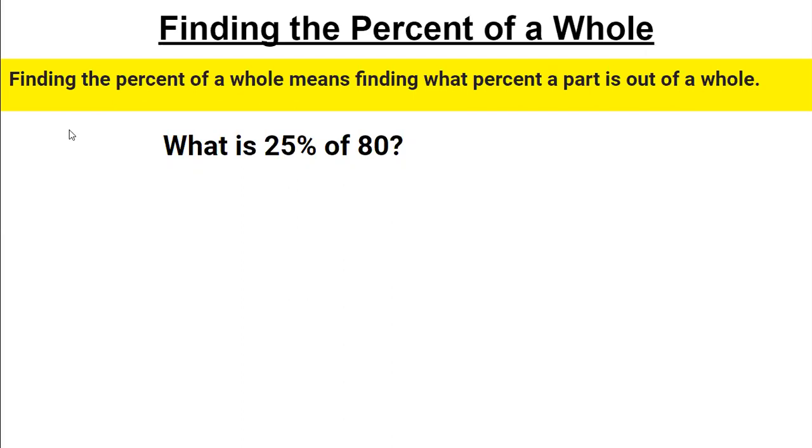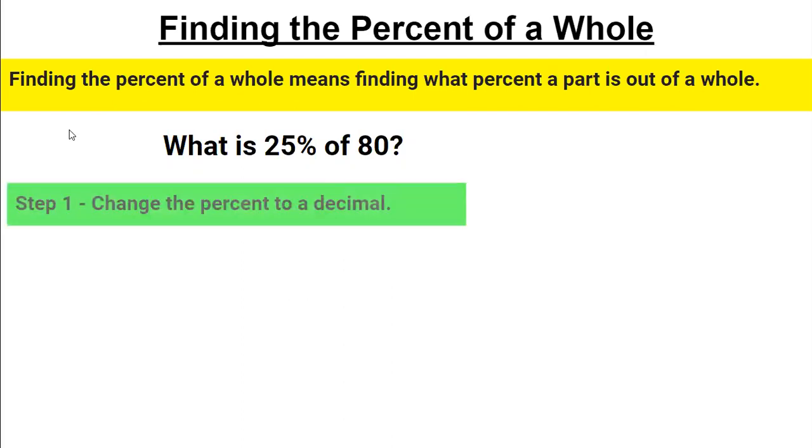So how do we do that? Well, there's two steps. Step one, we're going to change the percent to a decimal. And you did this in the last lesson. If you forgot how, you can go back and watch that lesson, lesson 5.1. But we're going to take 25%. We're going to assume the decimal is after the number.